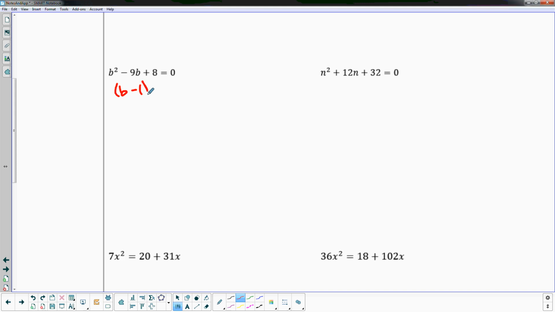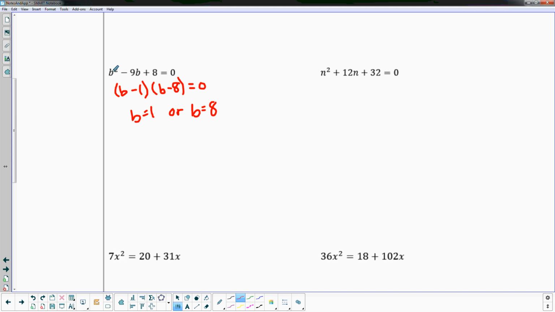That's -1 and -8, because -1 times -8 equals positive 8, but -1 plus -8 equals -9. Again, that takes some skill. I get it. If you're struggling with that, it's only going to take practice. Okay? Skills can be practiced and mastered. You just have to think that you can do it. Setting each one of these equal to 0: if b minus 1 equals 0, that means that b equals positive 1. Or if b minus 8 equals 0, that means that b equals positive 8.